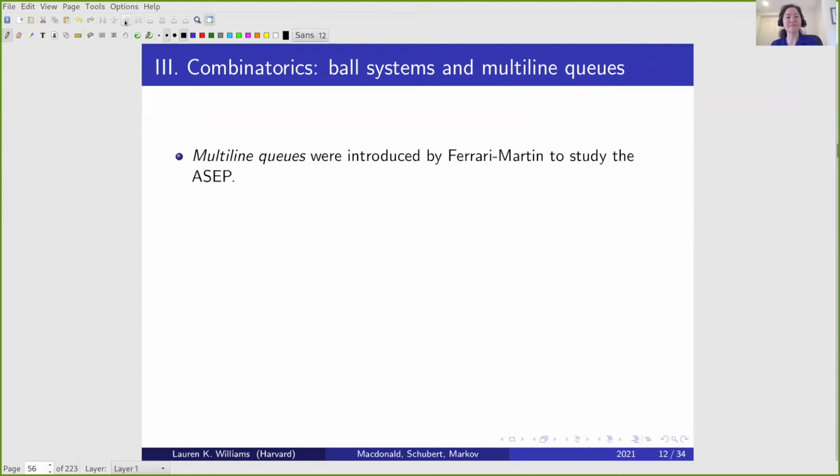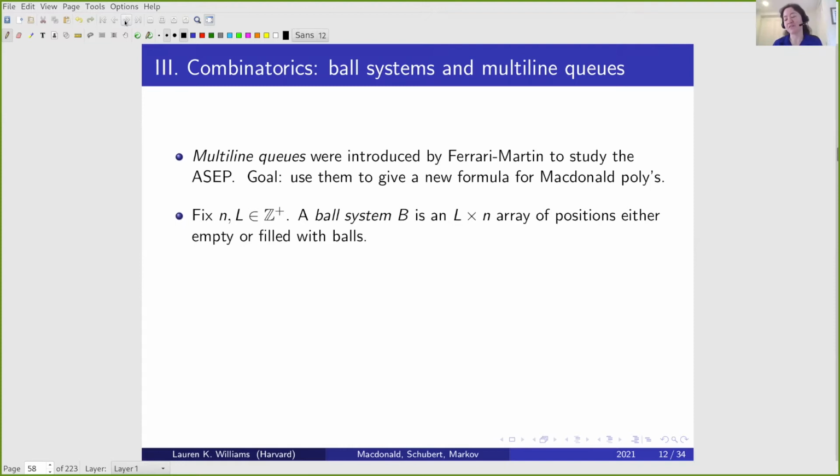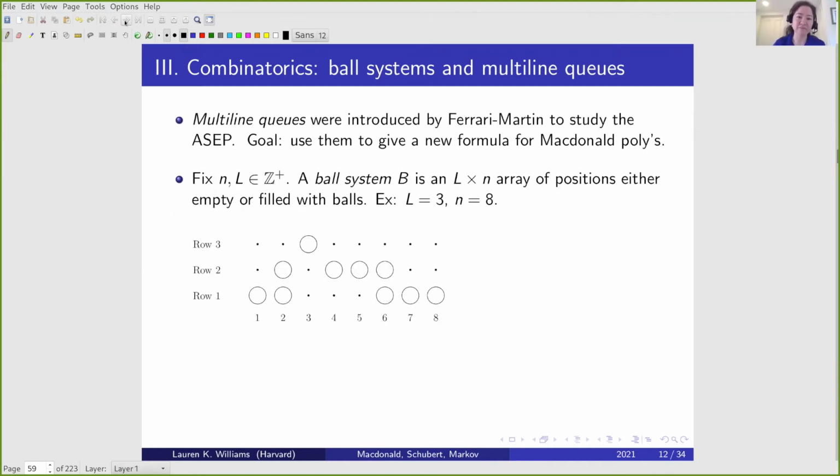So yes, I was starting to talk about multiline queues, and I have to tell you what a ball system is. We're going to fix N and capital L positive numbers. A ball system B is an L by N array of positions which are either empty or filled with balls. So it's very simple. I have my columns labeled from 1 to 8, and my rows labeled from 1 to 3, and some spots are empty, and in some places I have balls.